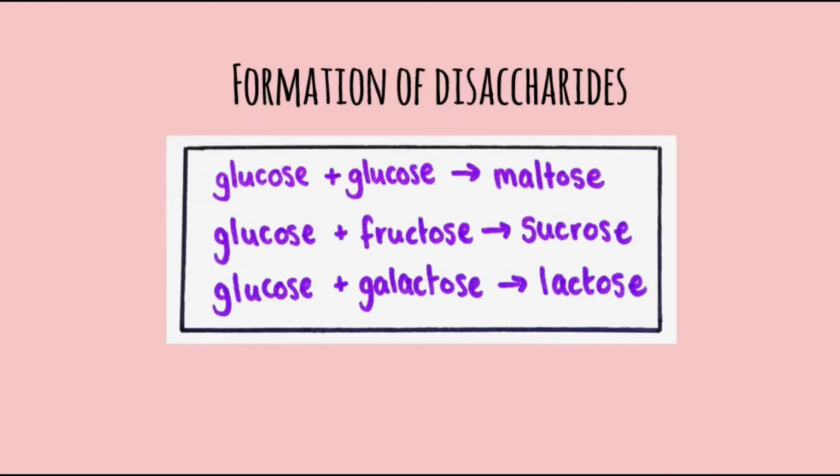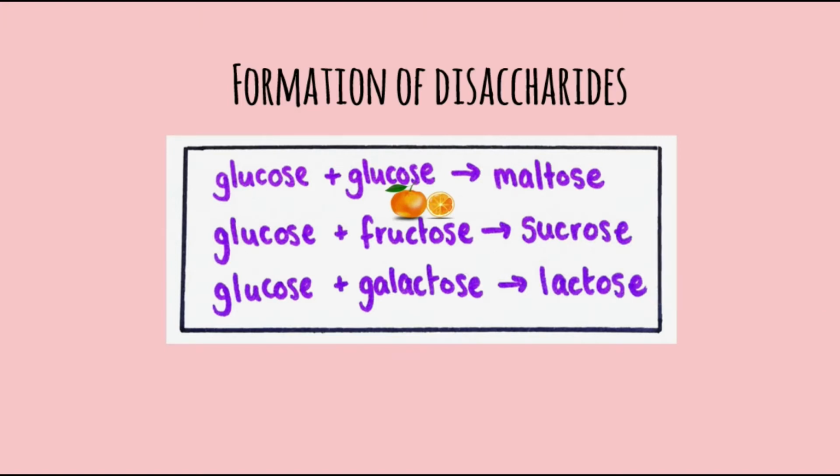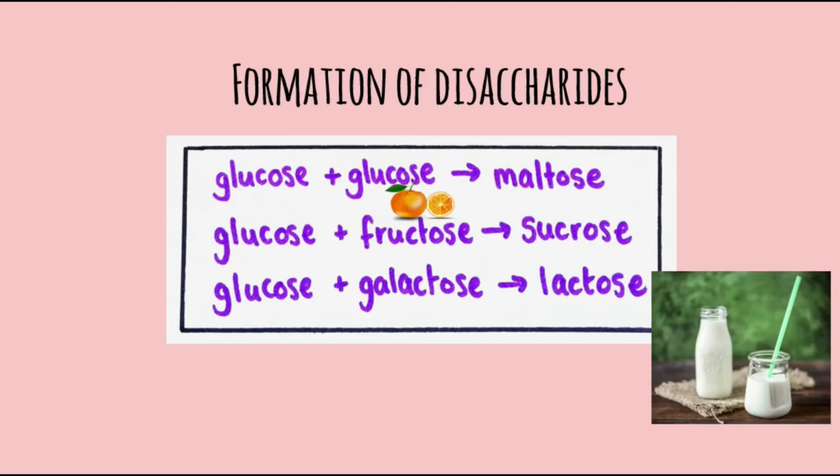Here are the 3 disaccharide reactions you need to know, and they're all glucose plus another monosaccharide. We've already done glucose plus glucose makes maltose. Then there's glucose plus fructose makes sucrose. Fructose is the main monosaccharide found in fruit. And finally, glucose plus galactose makes lactose. Lactose is the disaccharide found in milk.